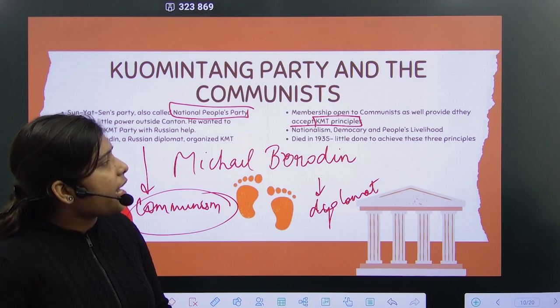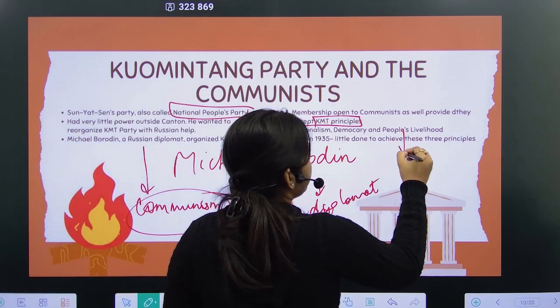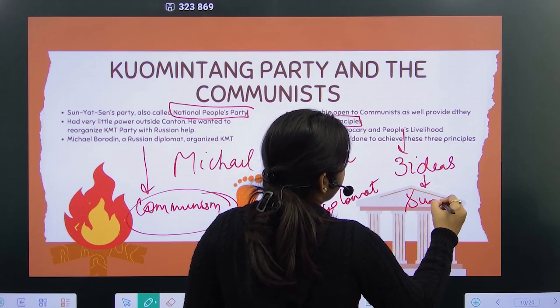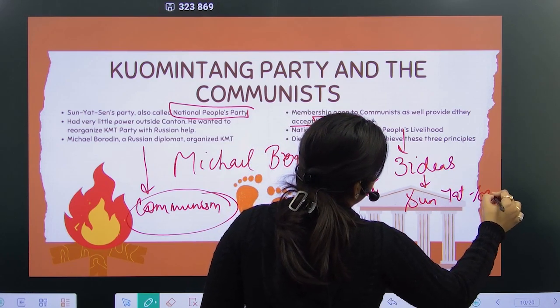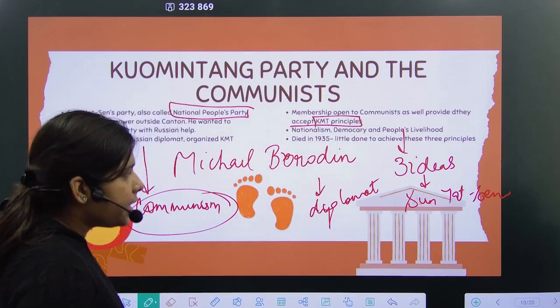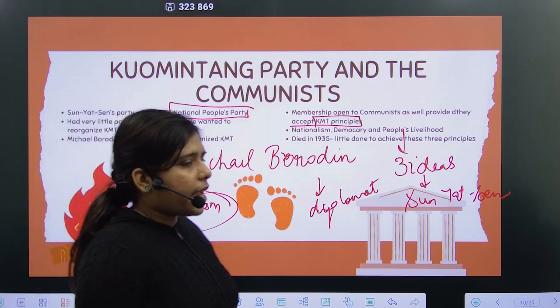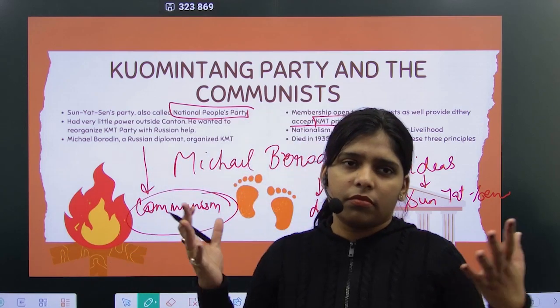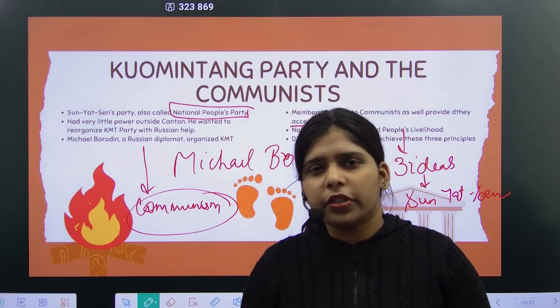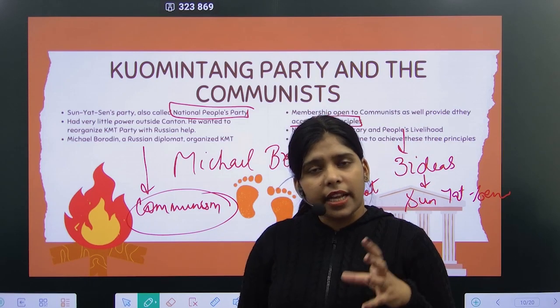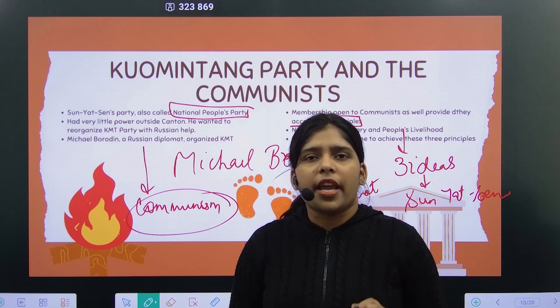Nationalism, democracy, and people's livelihood. These were the three ideals that Sun Yat-sen wanted to achieve. But he died in 1935 and couldn't achieve much of these three principles he was working for. When he died, China was not in a very good condition to move ahead. And that's when the next ruler, Chiang Kai-shek, came.